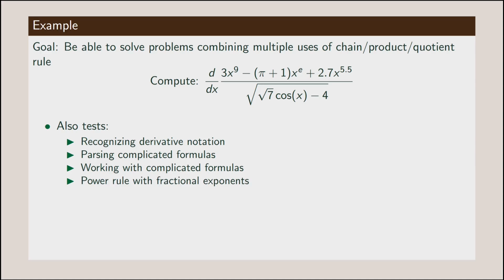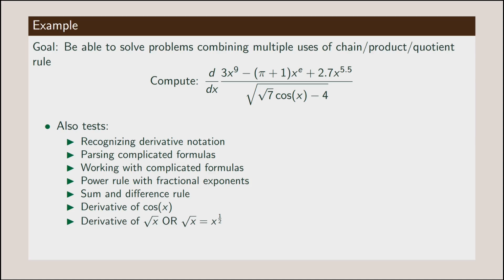They'll need to know the power rule for fractional exponents to deal with the x to the e and x to the 5.5 and possibly also the square root. They'll need to be fluent in the sum and difference rules. They'll need to know the derivative of cosine of x. They'll need to be able to take the derivative of square root of x either by memorizing it or by rewriting it as x to the 1/2 and applying the fractional exponent rules. And if they're clever, they might even rewrite the square root in the denominator as to the -1/2.